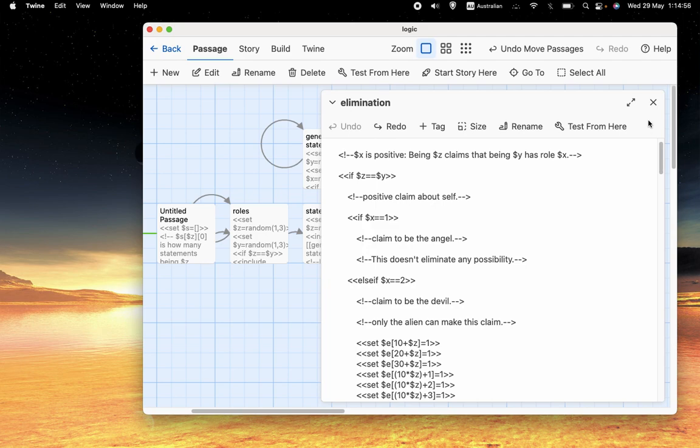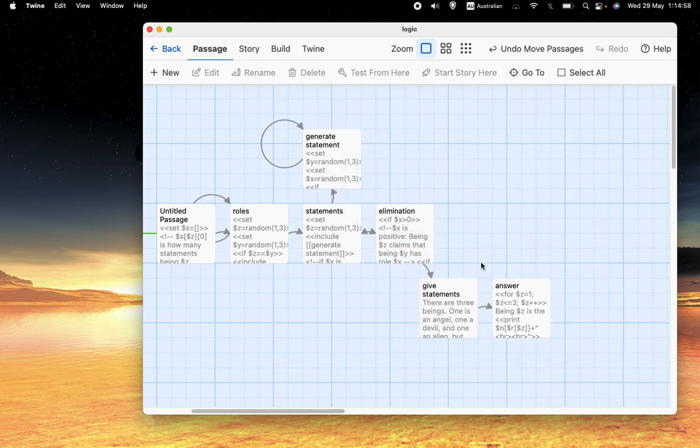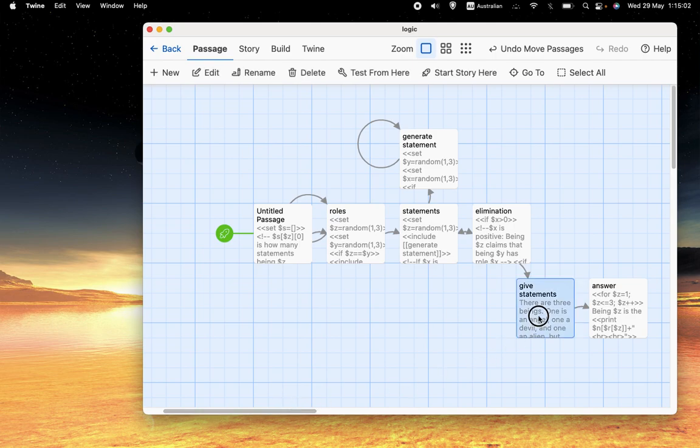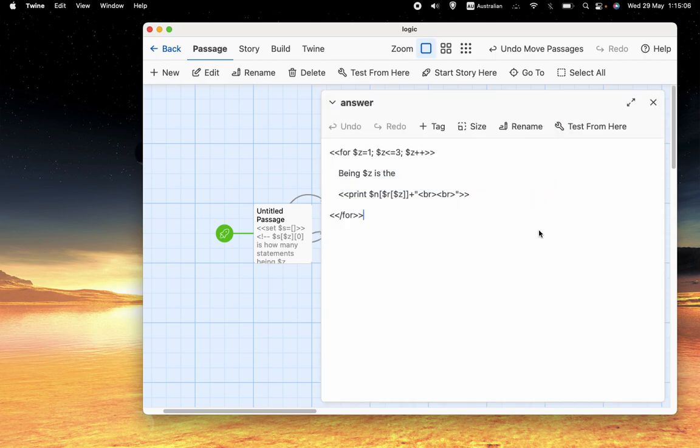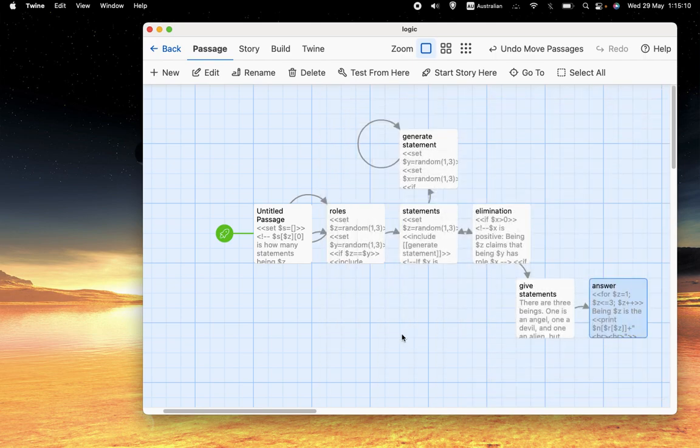But anyway, so we go through there, we eliminate all the possibilities, and the rest of the program is the same. Eventually, we give all of the statements, and the player can click once they've worked it out or realise that they can't work it out. They get the answer.